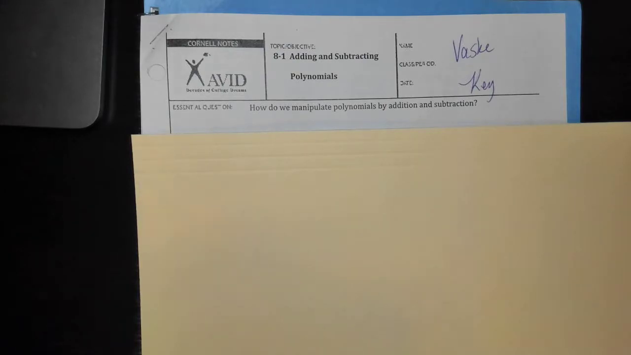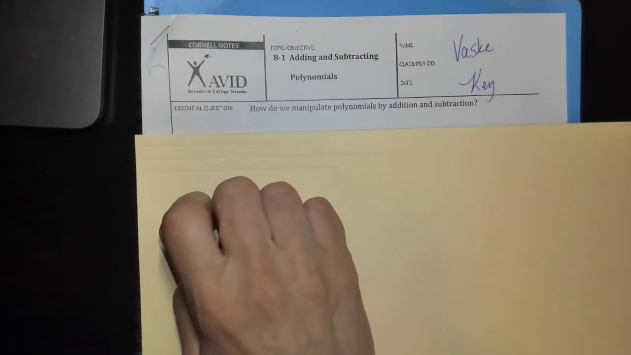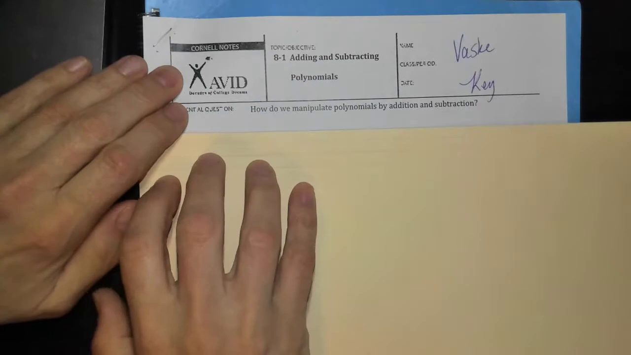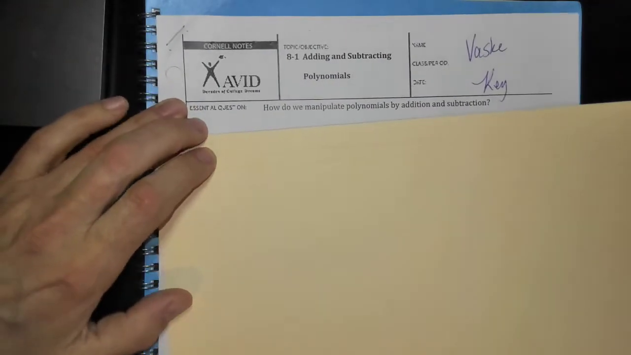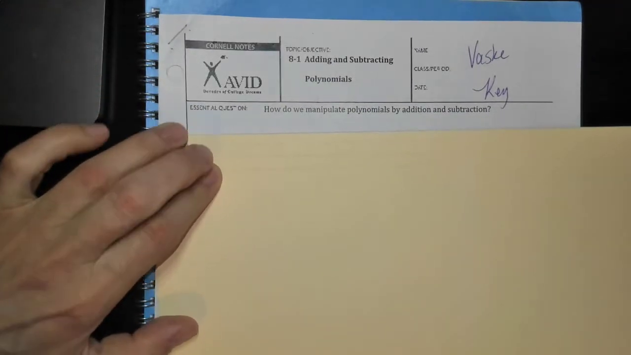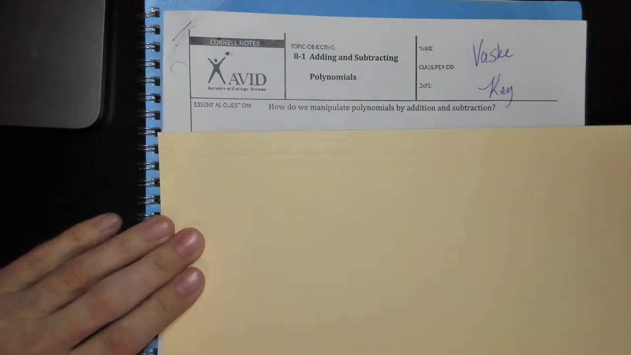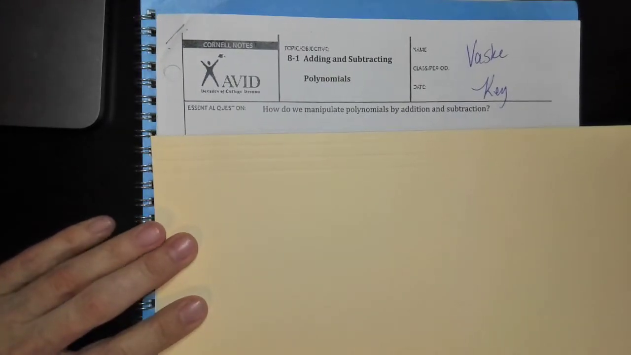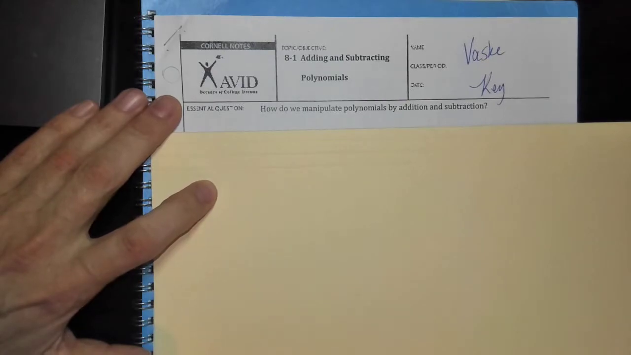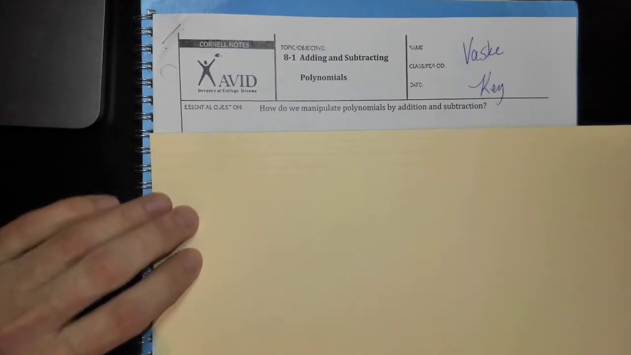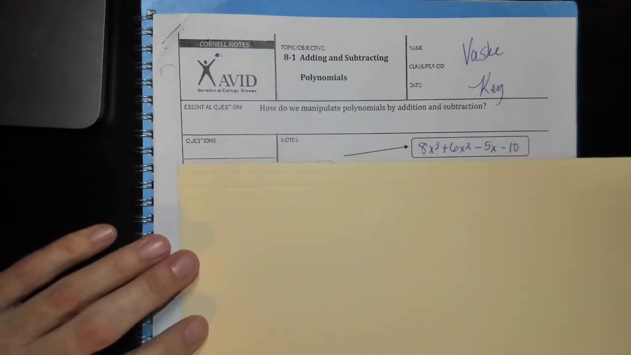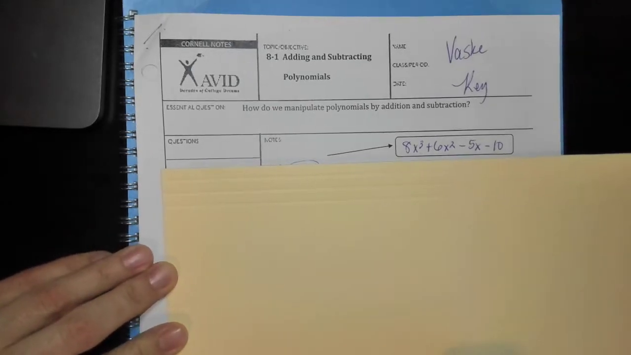So I'm just going to review what we did on our last day of notes together just to make sure everybody's on the same page. And we are going to use the same packet that I handed out at school. So 8.1, adding and subtracting polynomials. How do we manipulate polynomials by addition and subtraction? So we're going to fill in a polynomial.